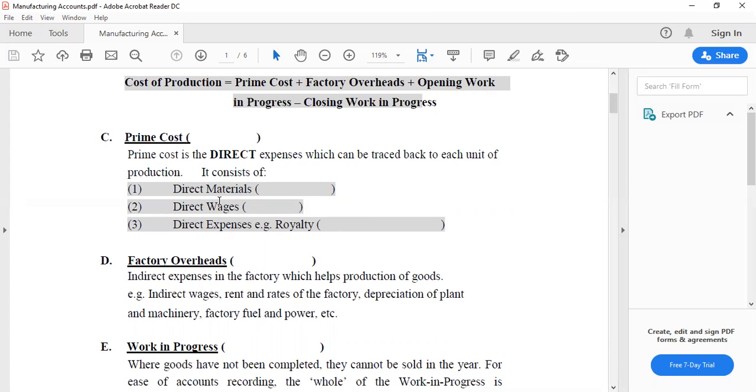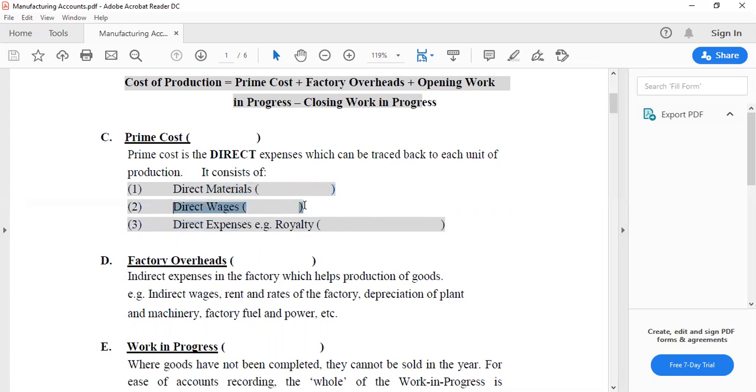But the timber on that piece of chair is a direct material incurred on that piece of chair, because you can easily see, you can easily touch that piece of timber on that chair. So one of the items under prime cost is the direct materials, those materials that can easily be traced to that final output.